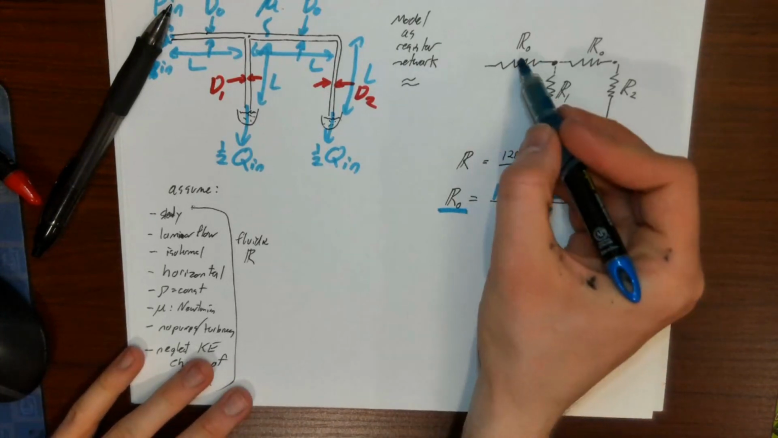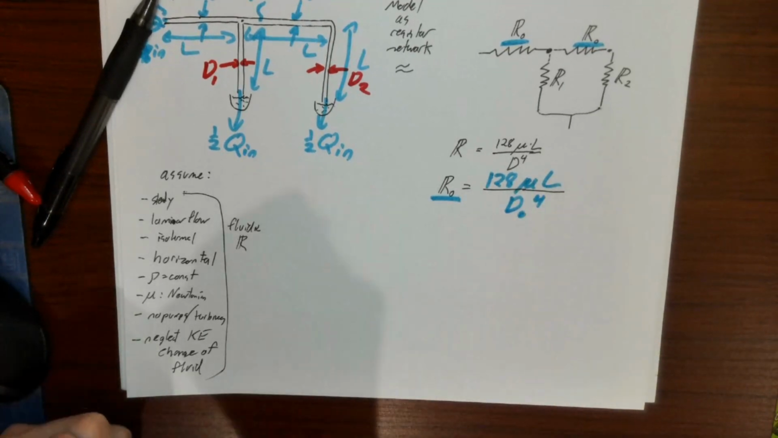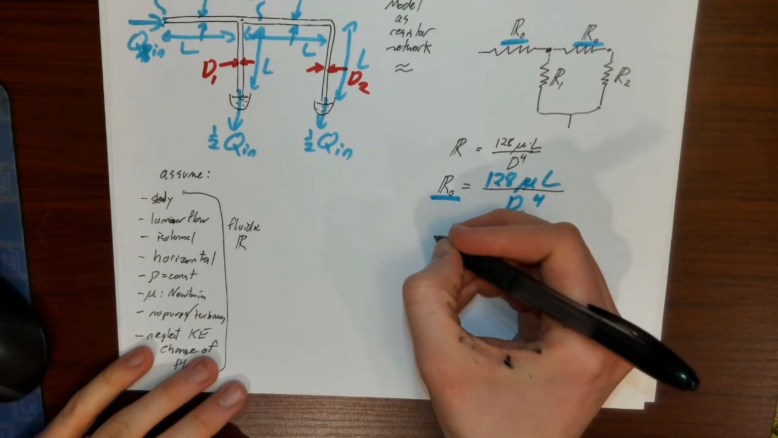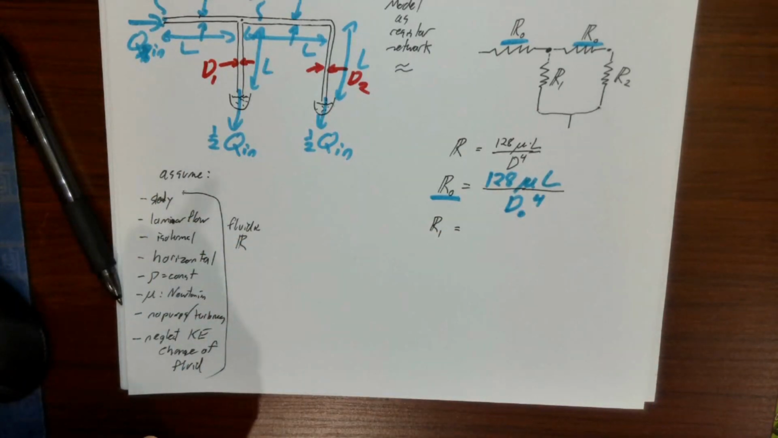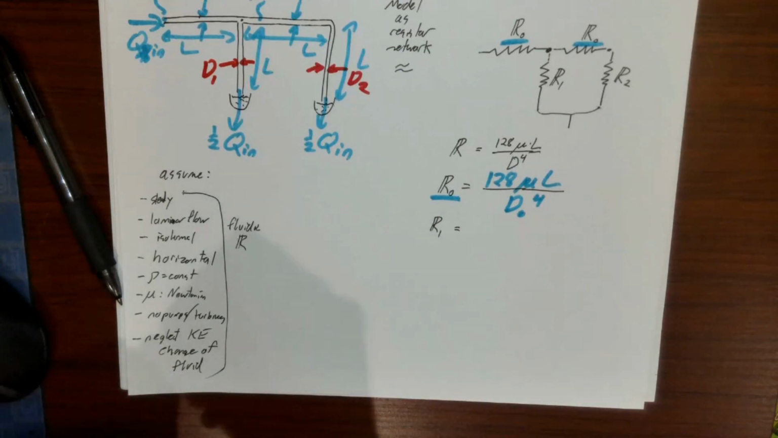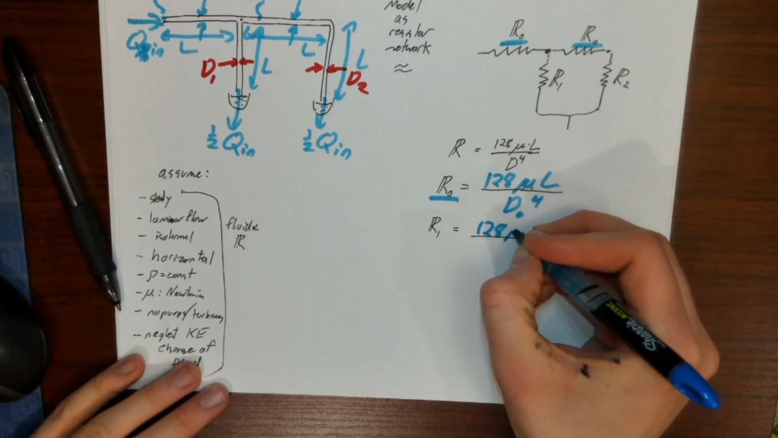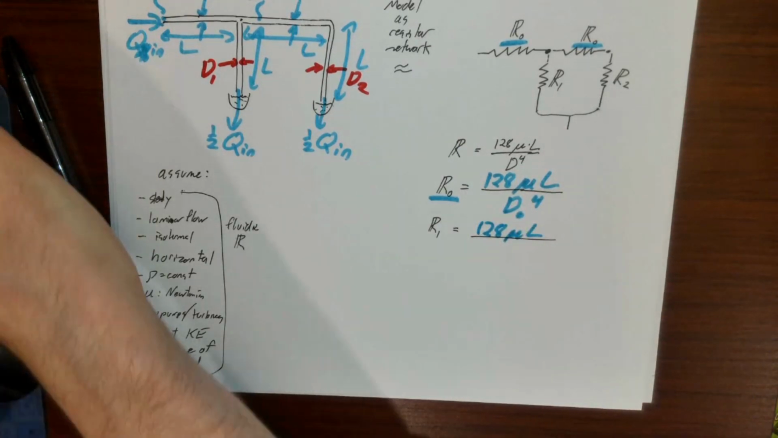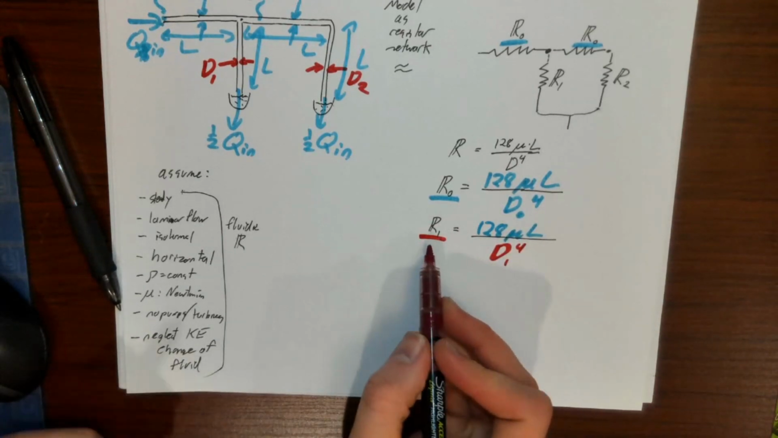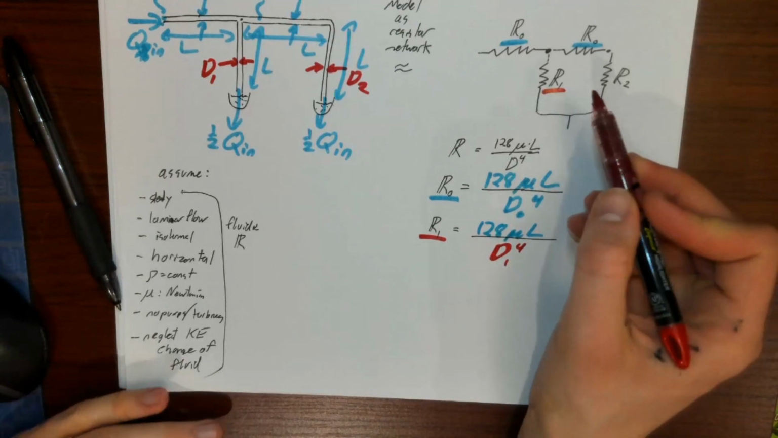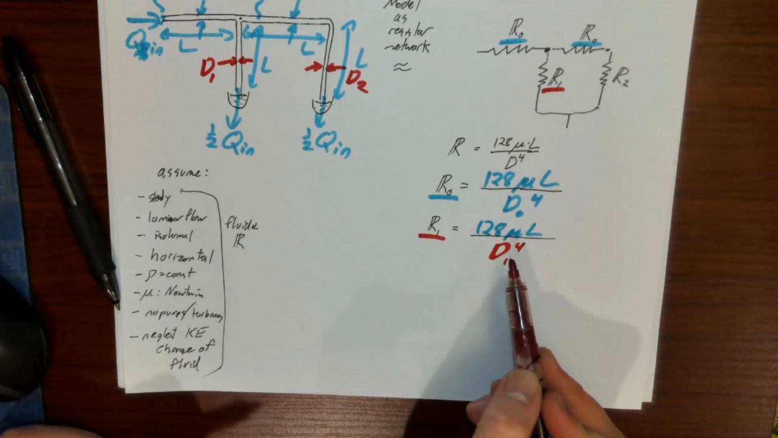We can basically treat R naught as a known constant because we could put it in terms of all of these known constants right here. We can similarly form resistances for R1, which is going to be 128 mu L over D1 to the fourth. So I'm just going to treat R1 as an unknown constant for the time being. And once we find what we need for R1, it'll be pretty straightforward to find D1, or vice versa.